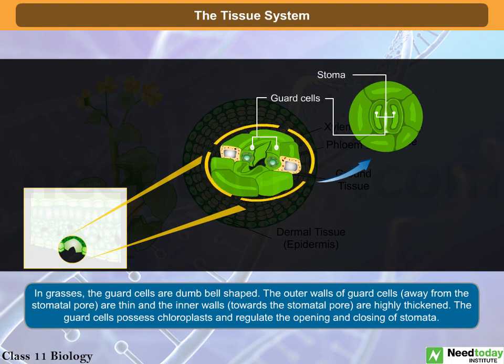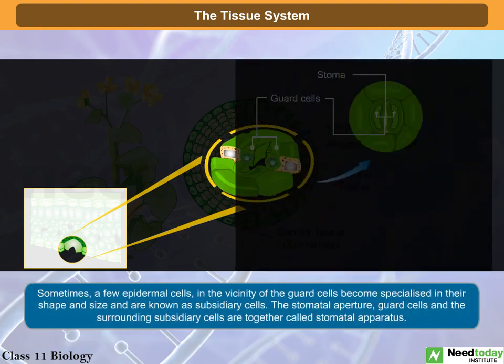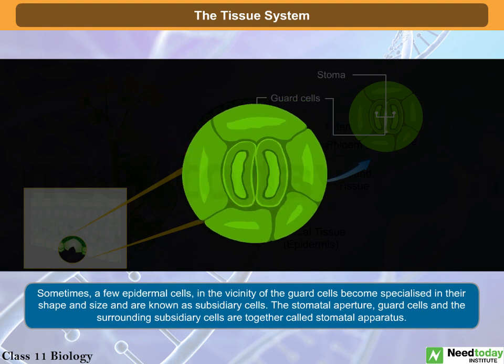The outer walls of guard cells, away from the stomatal pore, are thin, and the inner walls, towards the stomatal pore, are highly thickened. The guard cells possess chloroplasts and regulate the opening and closing of stomata. Sometimes, a few epidermal cells in the vicinity of the guard cells become specialized in their shape and size and are known as subsidiary cells. The stomatal aperture, guard cells, and the surrounding subsidiary cells are together called stomatal apparatus.